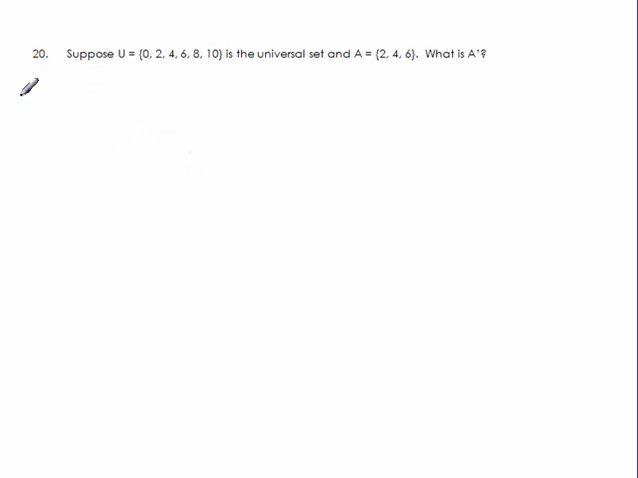All right. Problem number 20. Suppose U is this set, and it's the universal set. It tells us A is this: 2, 4, and 6. What is A apostrophe? Well, A prime is what we call it. This we read as A prime. That's how we say this. A prime is the complement.